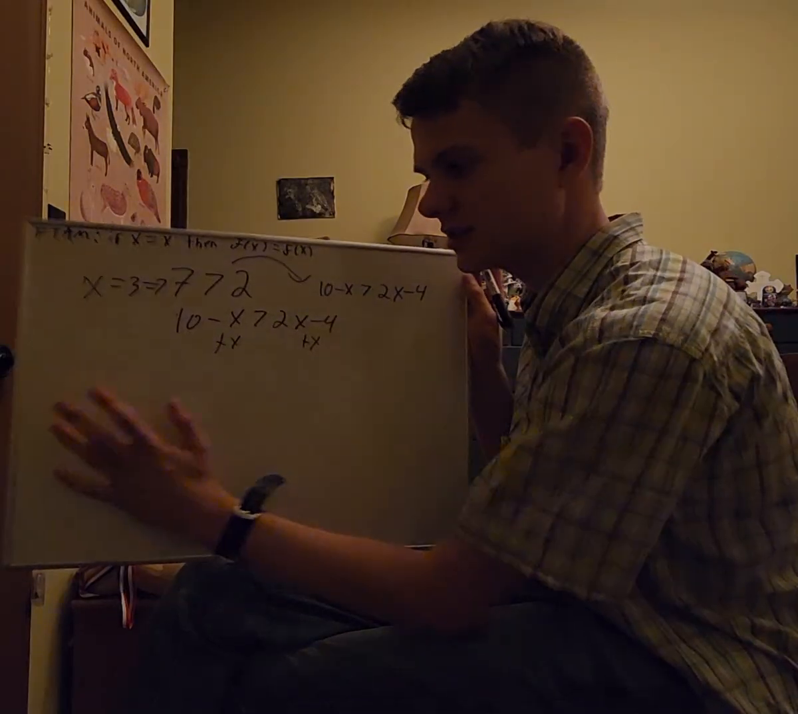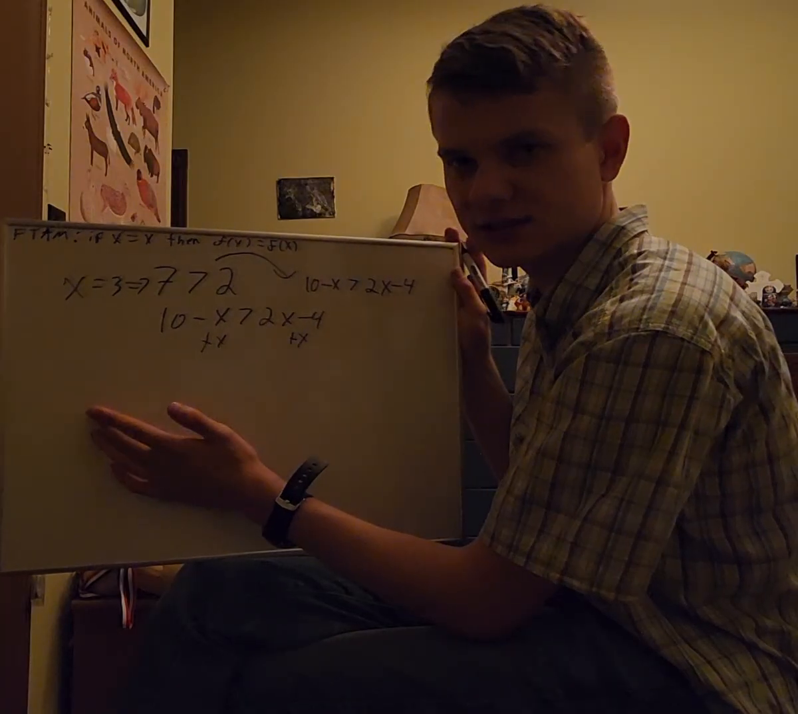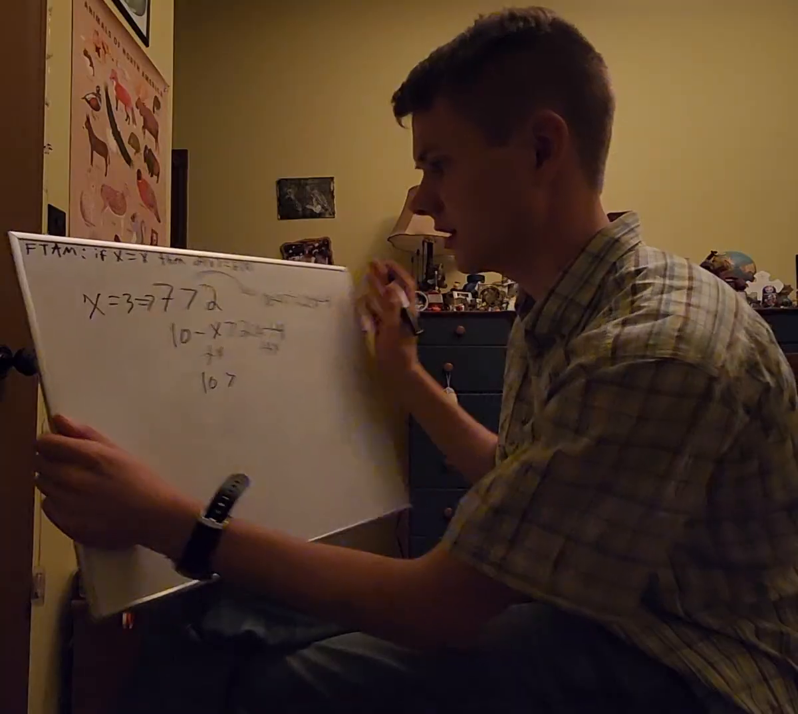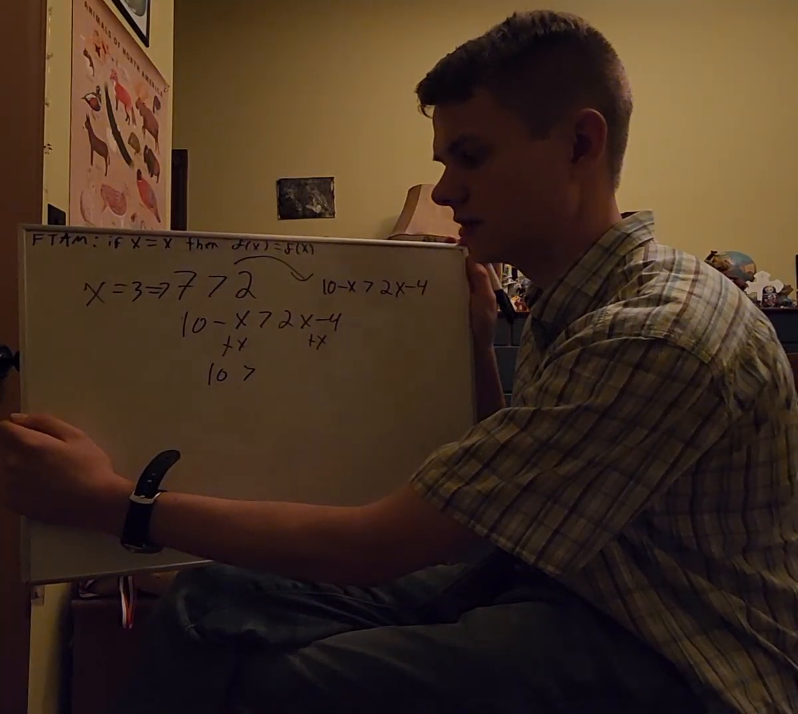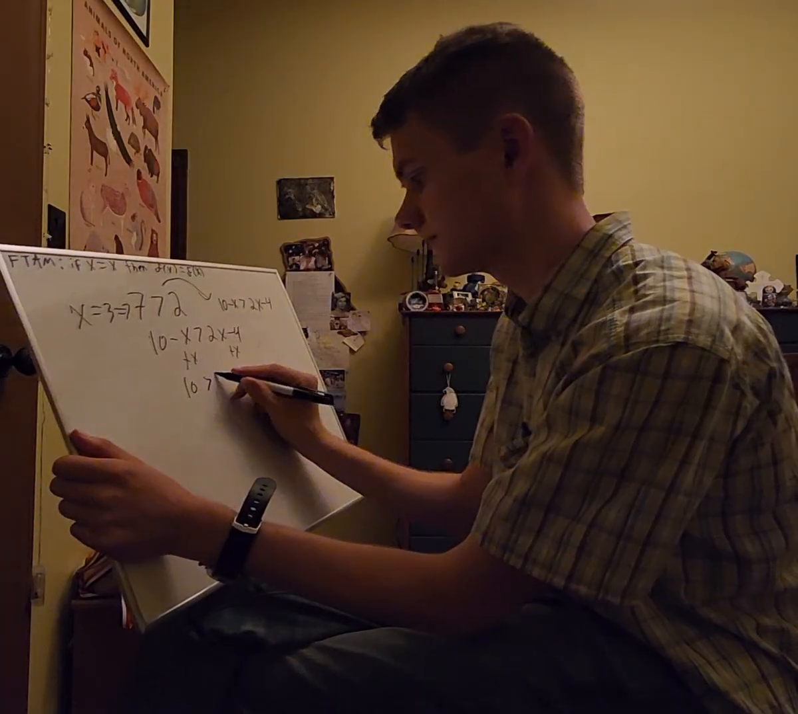Okay, so now let's look at the left-hand side. 10 minus x plus x. Well, 10 minus x plus x is just 10. So 10 is greater than 2x minus 4 plus x. Well, that's 3x minus 4.